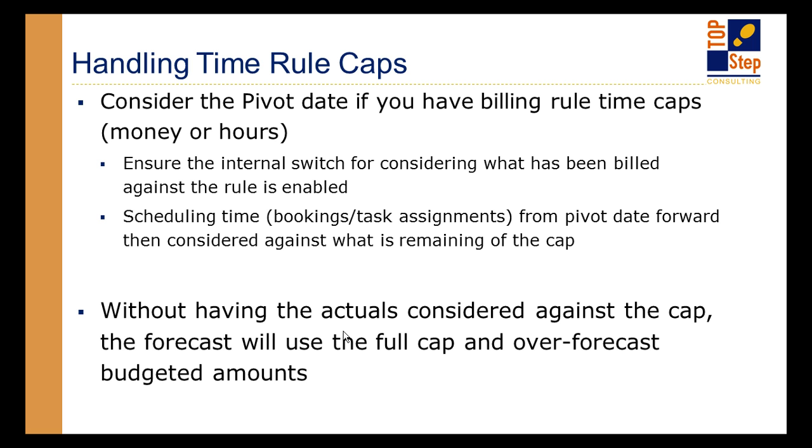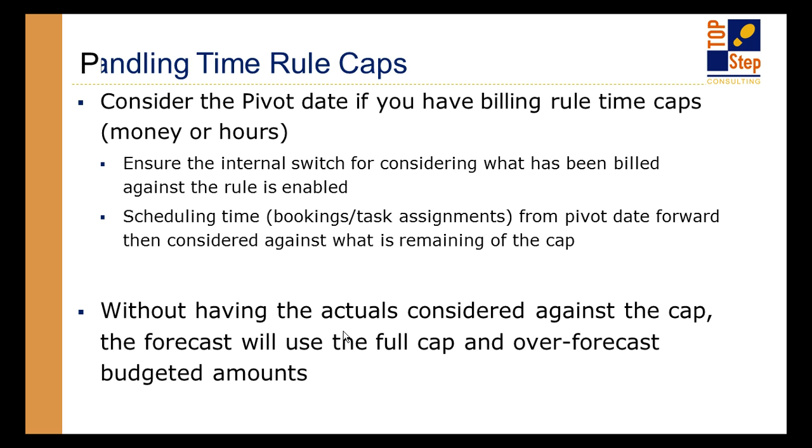And what that'll do is make sure that your forecast is using the remaining cap versus trying to assume that it can have the whole cap and nothing's been run at all. Because then you could trick yourself into thinking that you have more budget than you actually do if you're looking solely at the forecast. So make sure you have that switch turned on so that you're considering what's already been burned against the cap before you look at your forecasting.